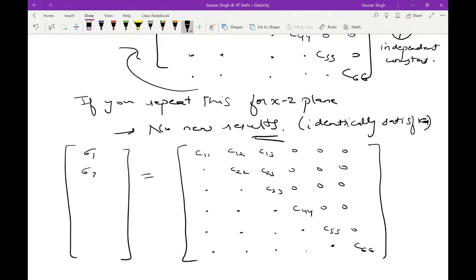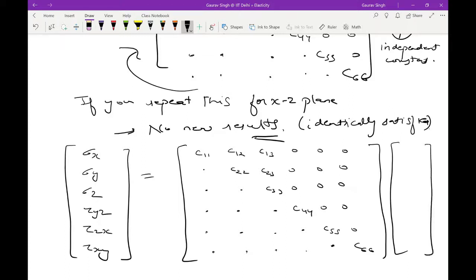And this you would write as what? Sigma 1, sigma 2, sigma 3, or okay, so that would mean, let me just use the XYZ notation, which is sigma x, sigma y, sigma z, tau yz, tau xy. This would be ex, ey, ez, 2 eyz.